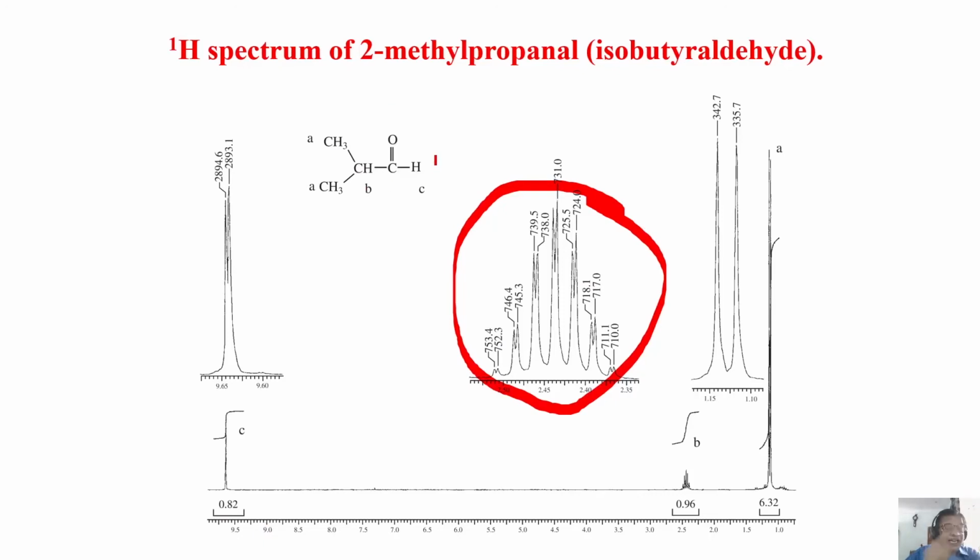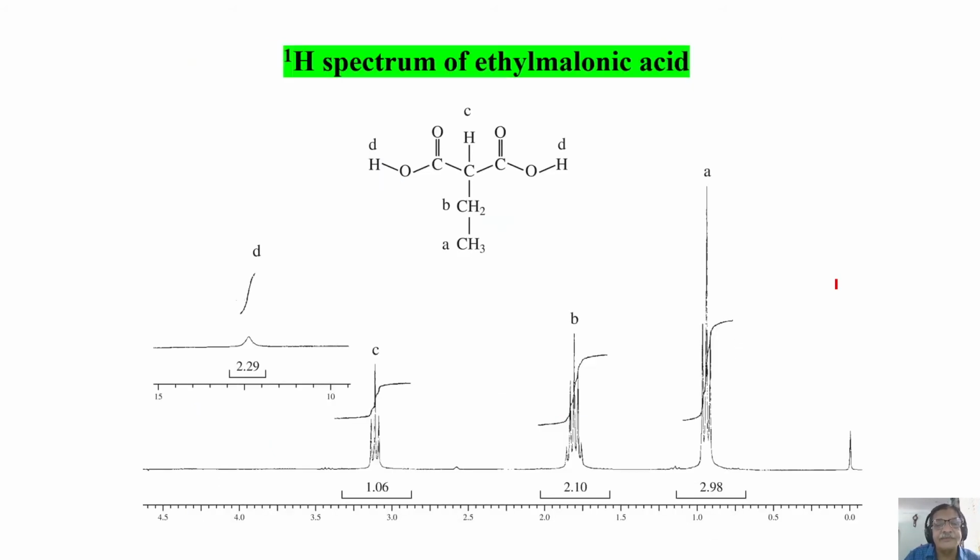Now the question is, why is this CH proton of the CHO group coming downfield? Because it is attached to C double bond O. That's what you should look at in the spectrum. This is the CHO group, and this proton is coming downfield, and then CH and CH3. So there are three different groups. You can interpret this splitting pattern very easily.